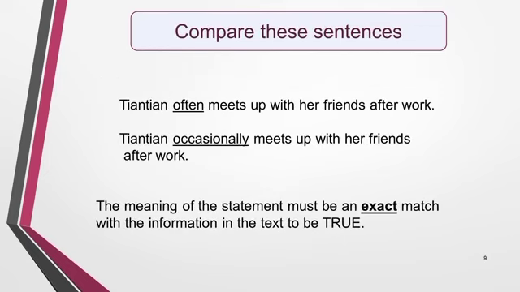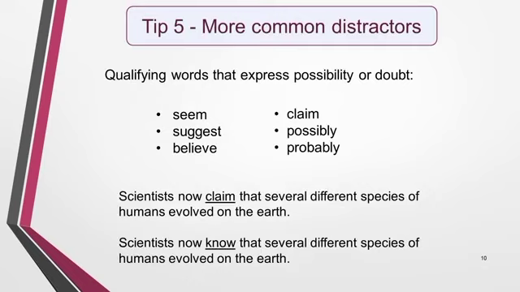Compare these 2 sentences. Tian Tian often meets up with her friends after work. Tian Tian occasionally meets up with her friends after work. In the second sentence, just one word has been changed, but it gives it a very different meaning. In true, false, not given questions, the meaning of the statement must be an exact match with the information in the text to be true. Tip 5.